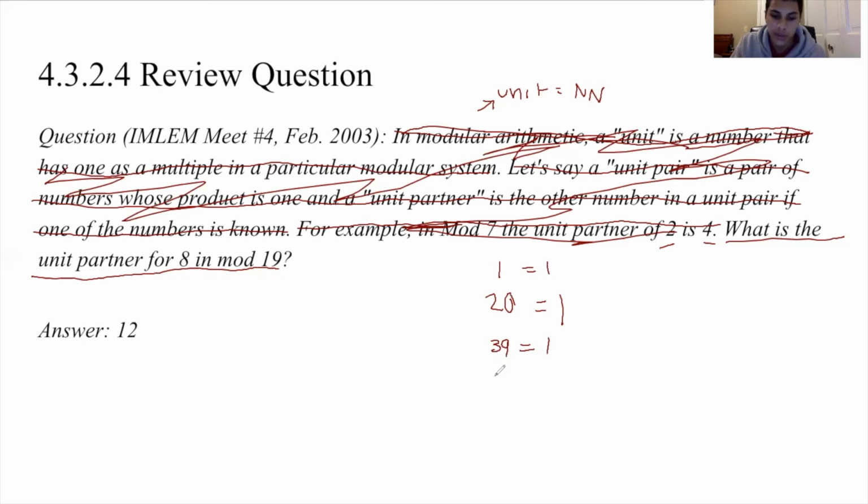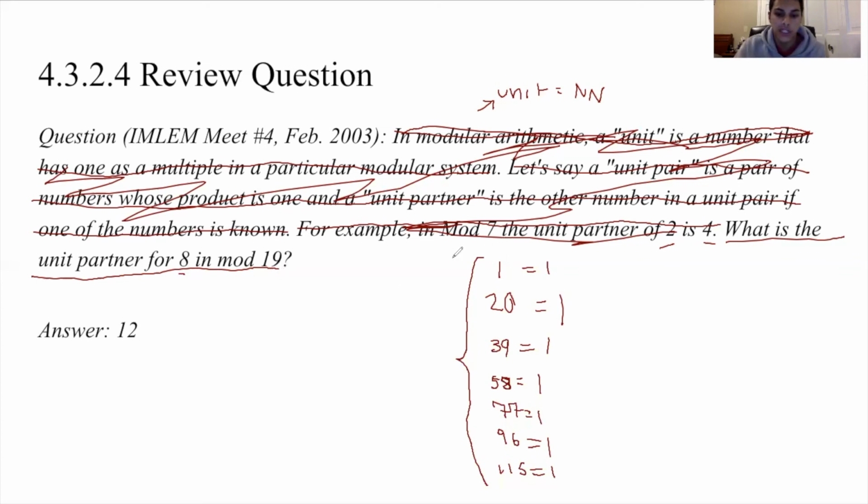Another number is going to be 58, and that simplifies to 1 in mod 19. Another number is 77, which simplifies to 1 in mod 19. Another number is 96, and then I'll just do one more: 115. At this point, you can probably stop writing out numbers and just test these before you keep writing them out, because it's very likely that when you write out 7 numbers, for example, one of these is going to have a number that multiplies to get your inverse.